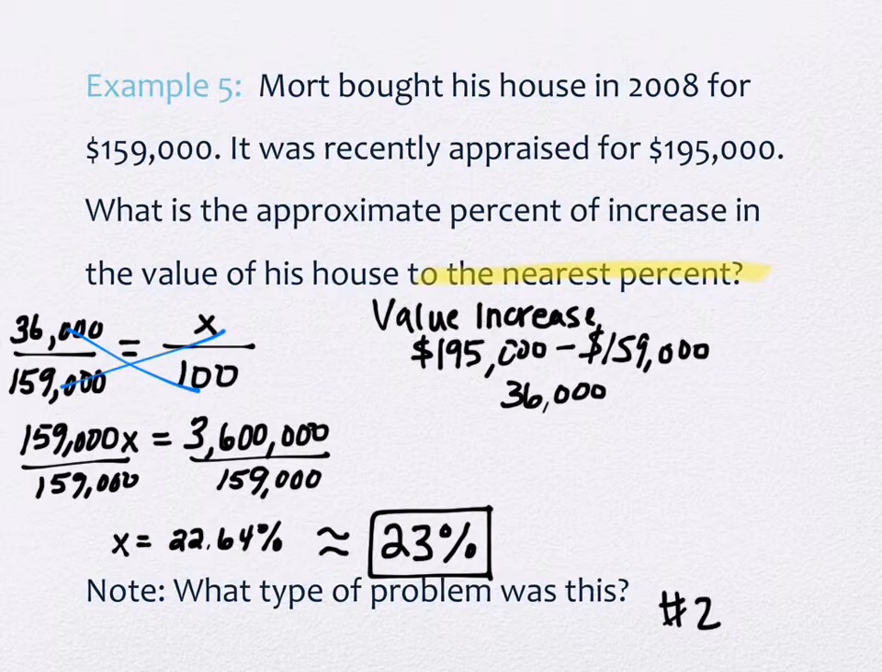Okay? All right. Yes? If it doesn't say specifically where to round, where do you want us to round? Usually with percentages, if not otherwise indicated, one decimal place is fine.